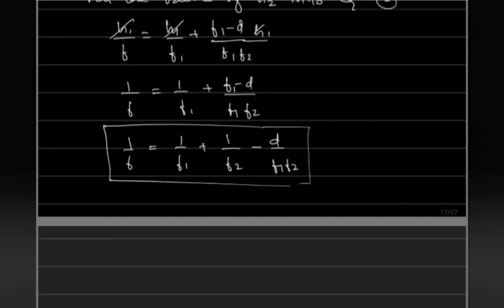So this is the equation for the equivalent focal length of two lenses separated by a small distance. So in this relation we can find the equivalent focal length, otherwise the focal length of the first lens, the focal length of the second lens, otherwise we can find the distance between the two lenses separated by a small distance. That we can find by using this relation.